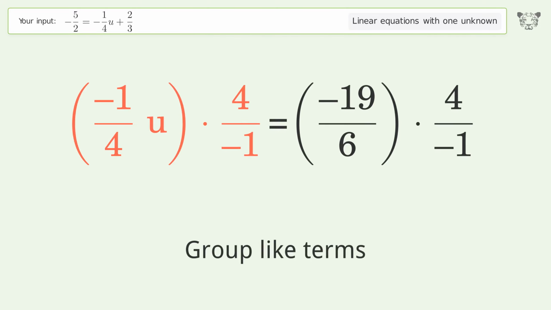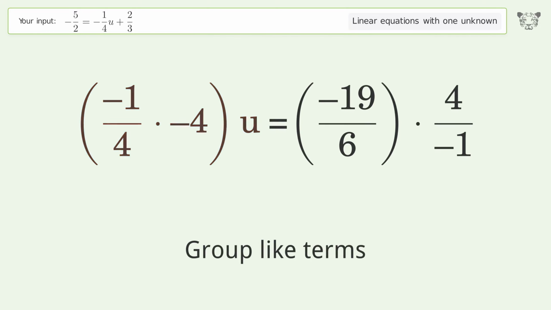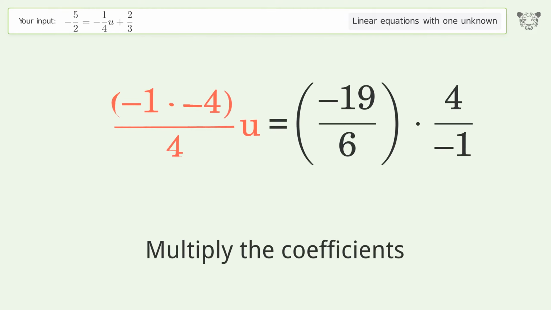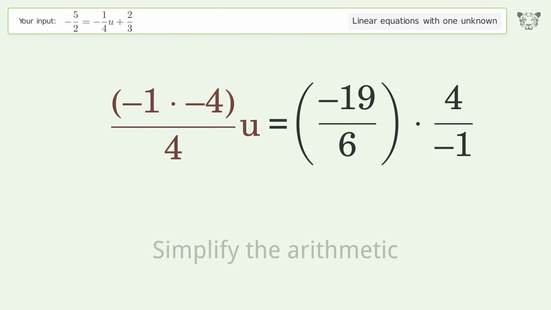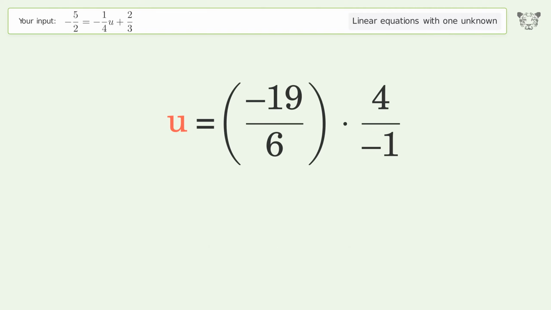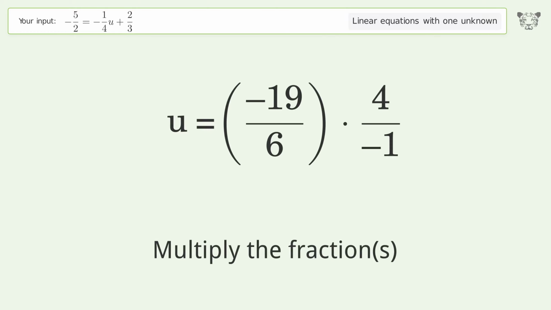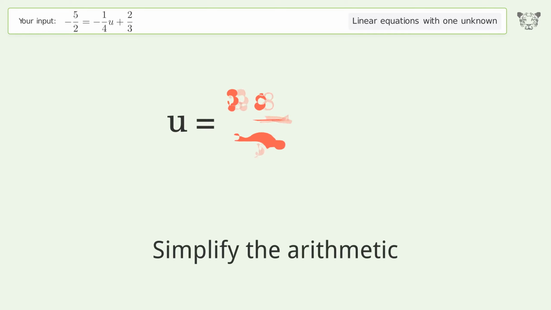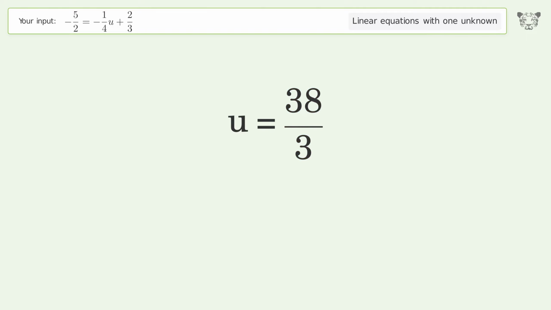Group like terms. Multiply the coefficients. Simplify the arithmetic. Multiply the fractions. Simplify the arithmetic. And so the final result is u equals 38/3.